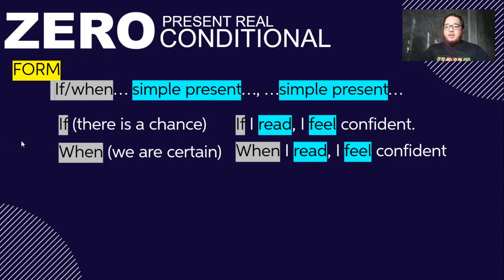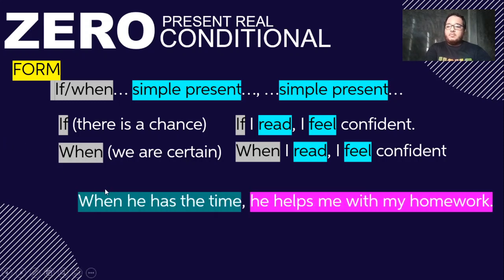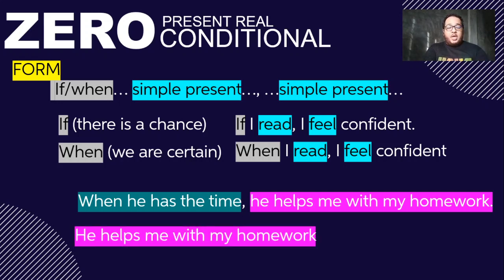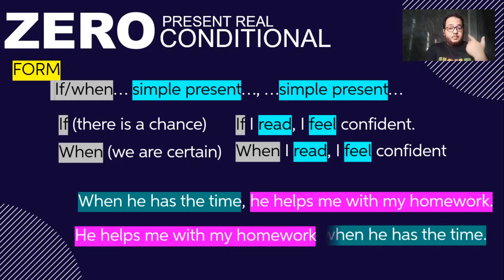Okay? On the screen, we have: when he has the time, he helps me with my homework. What's the cause or the condition? When he has the time. So the result would be he helps me with my homework. Now, did I not mention that you can interchange the position of these two? You can make use of the result as the beginning part of your sentence, just like this one. He helps me with my homework when he has the time.